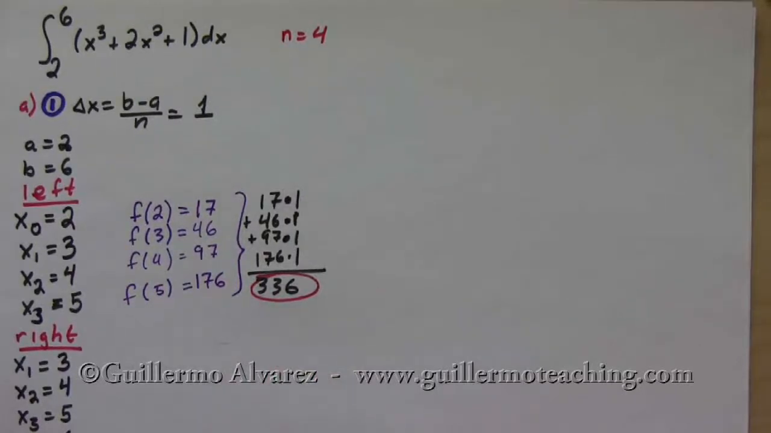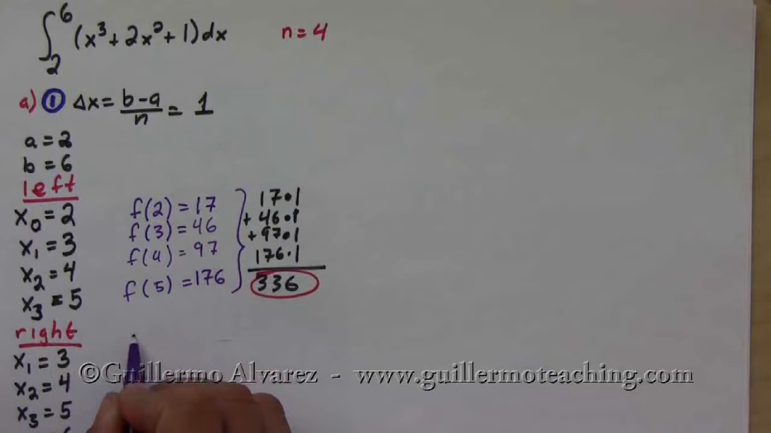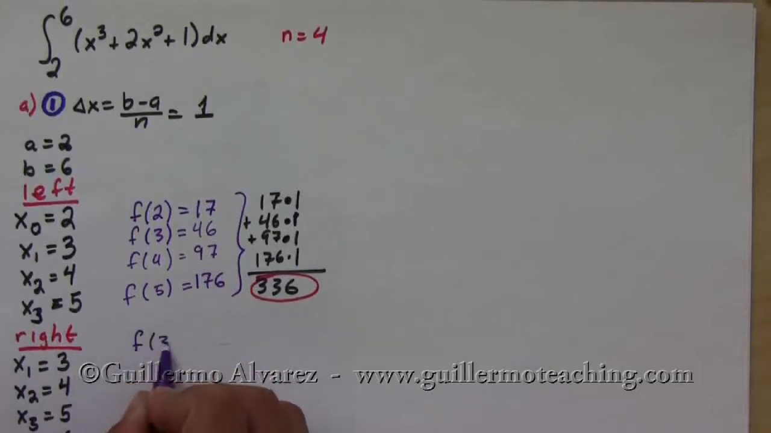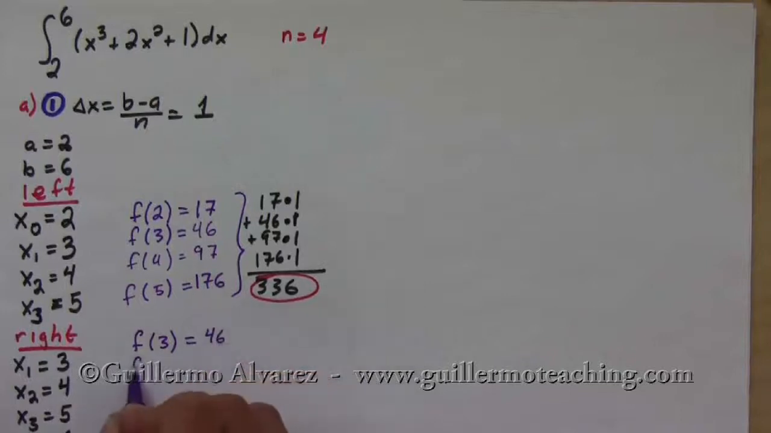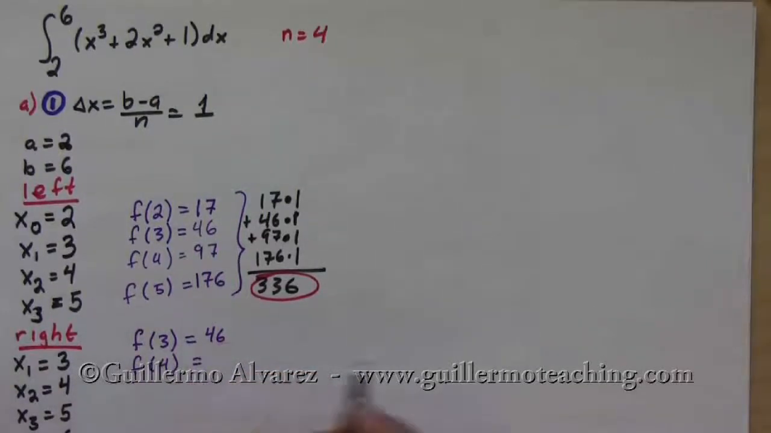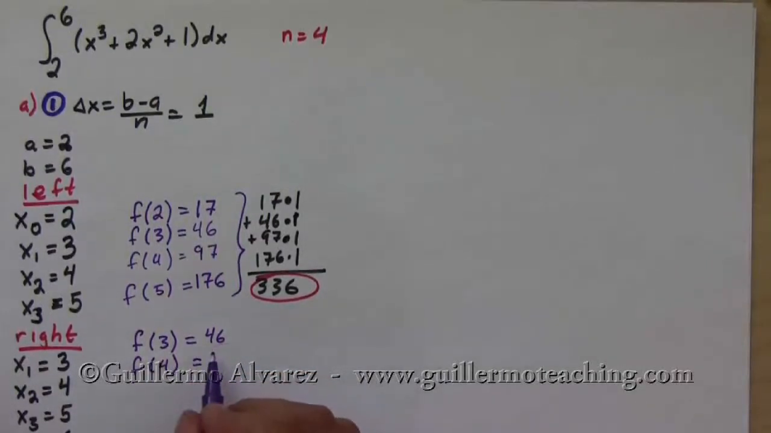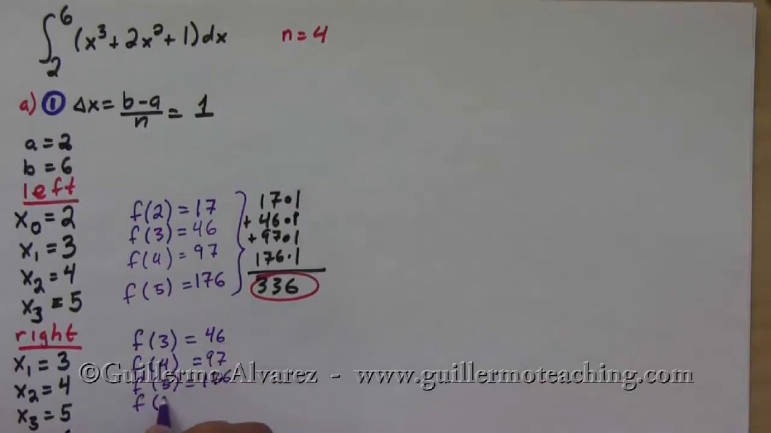Okay, so that's for the left one, and then for the right, we would do exactly the same thing, except that now we're evaluating at these different points. So here I would find the value of the function at 3 is equal to 46. At 4, it's equal to 97. At 5 is equal to 176, and at 6 is equal to 289.